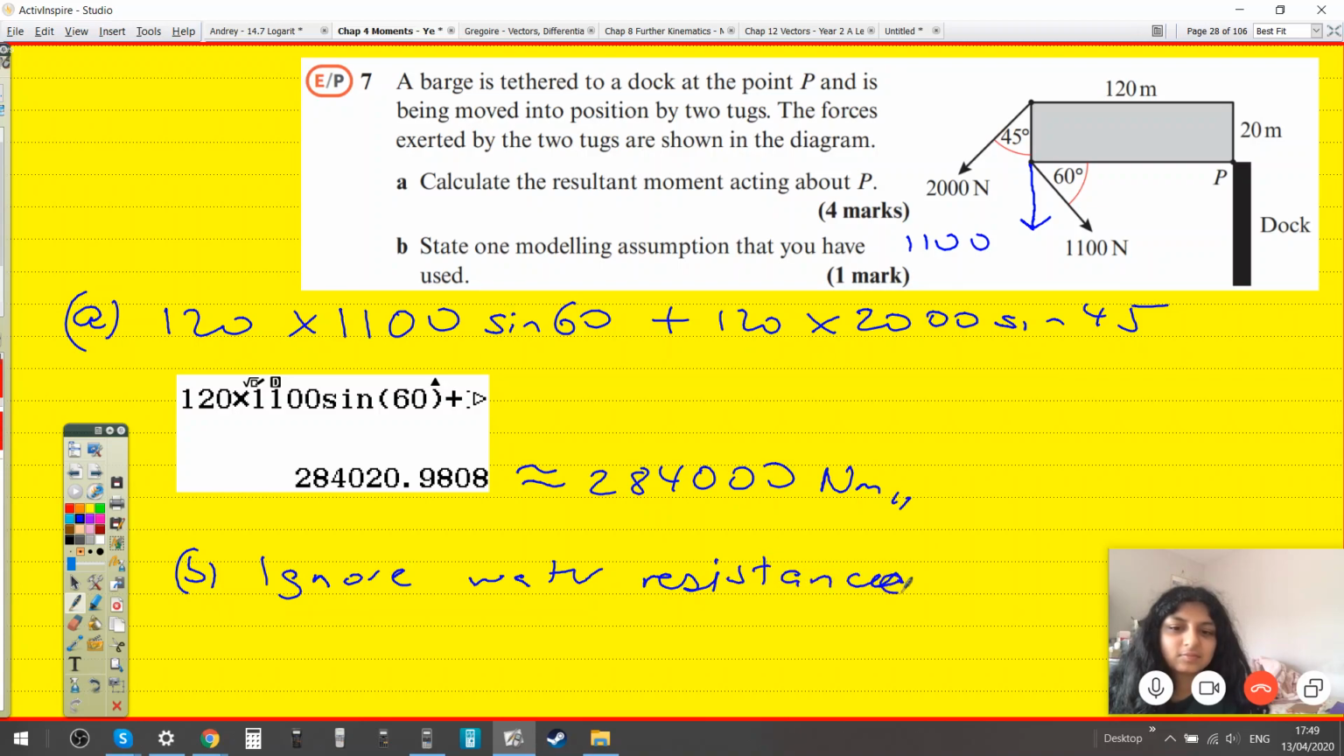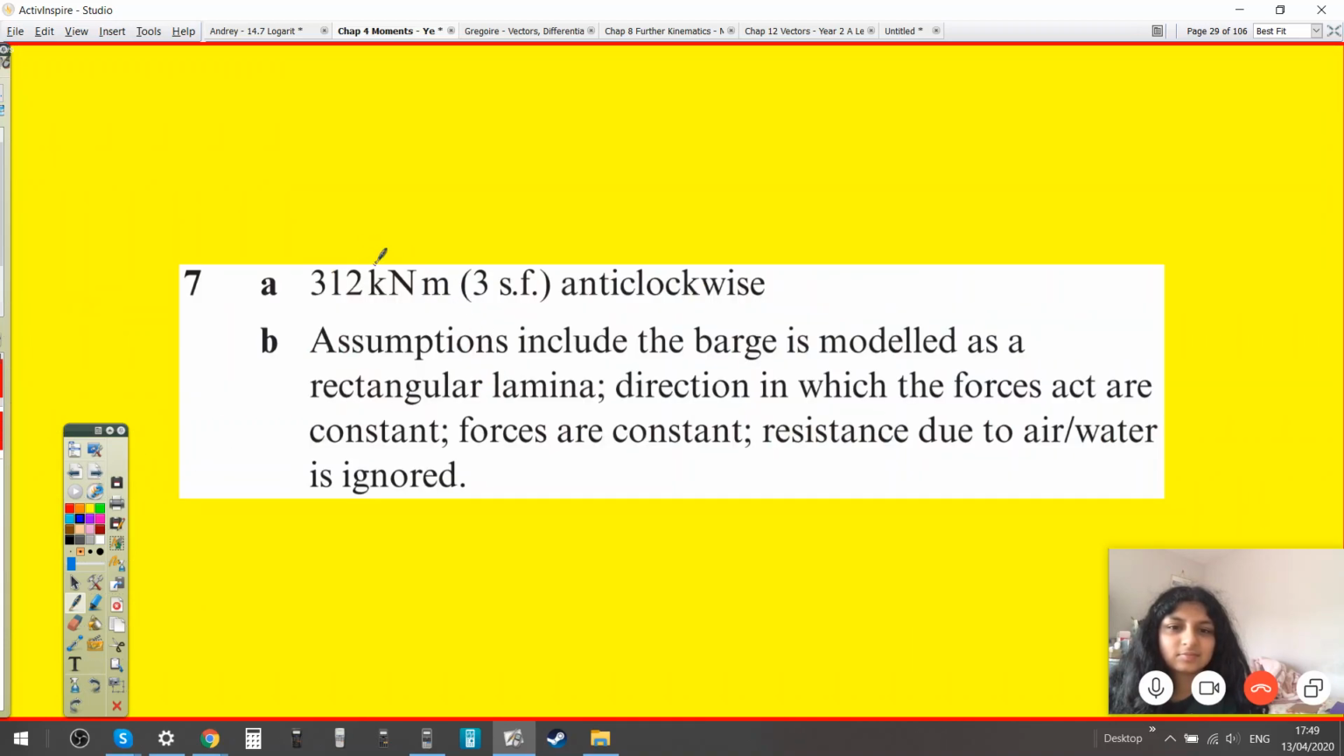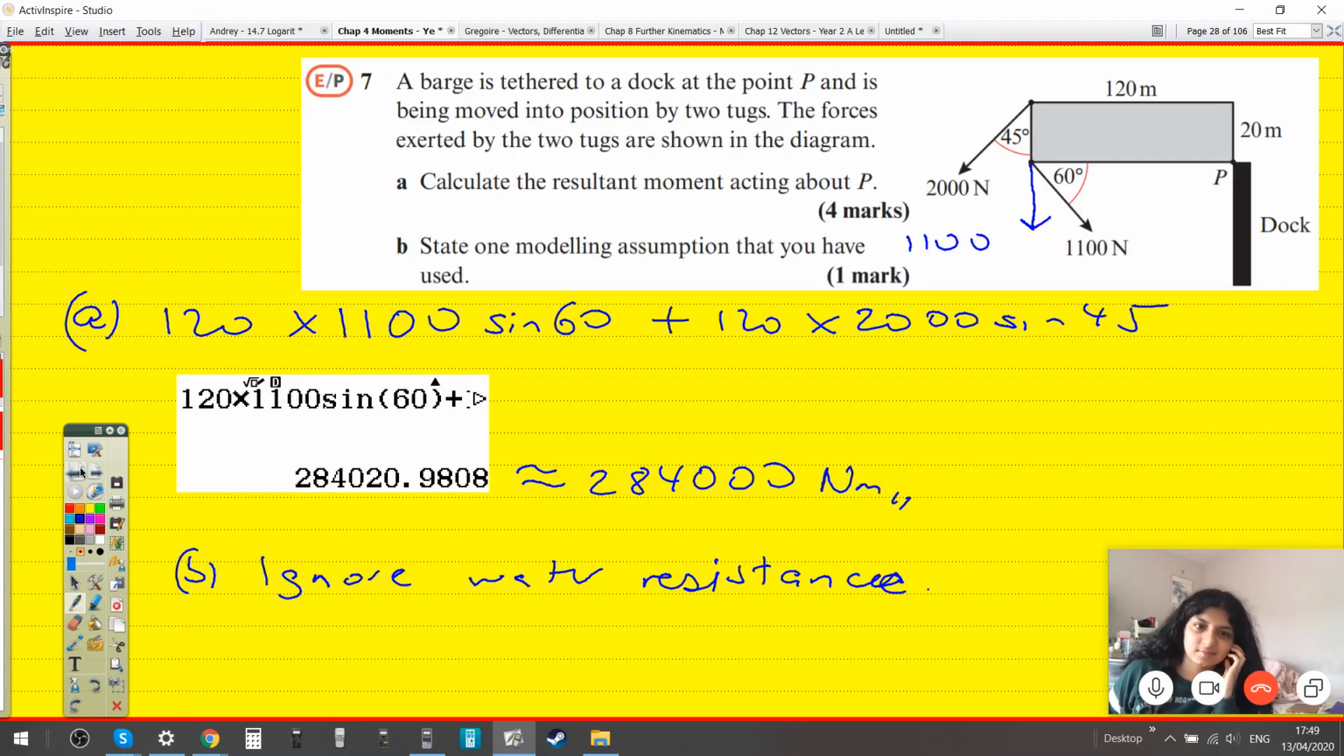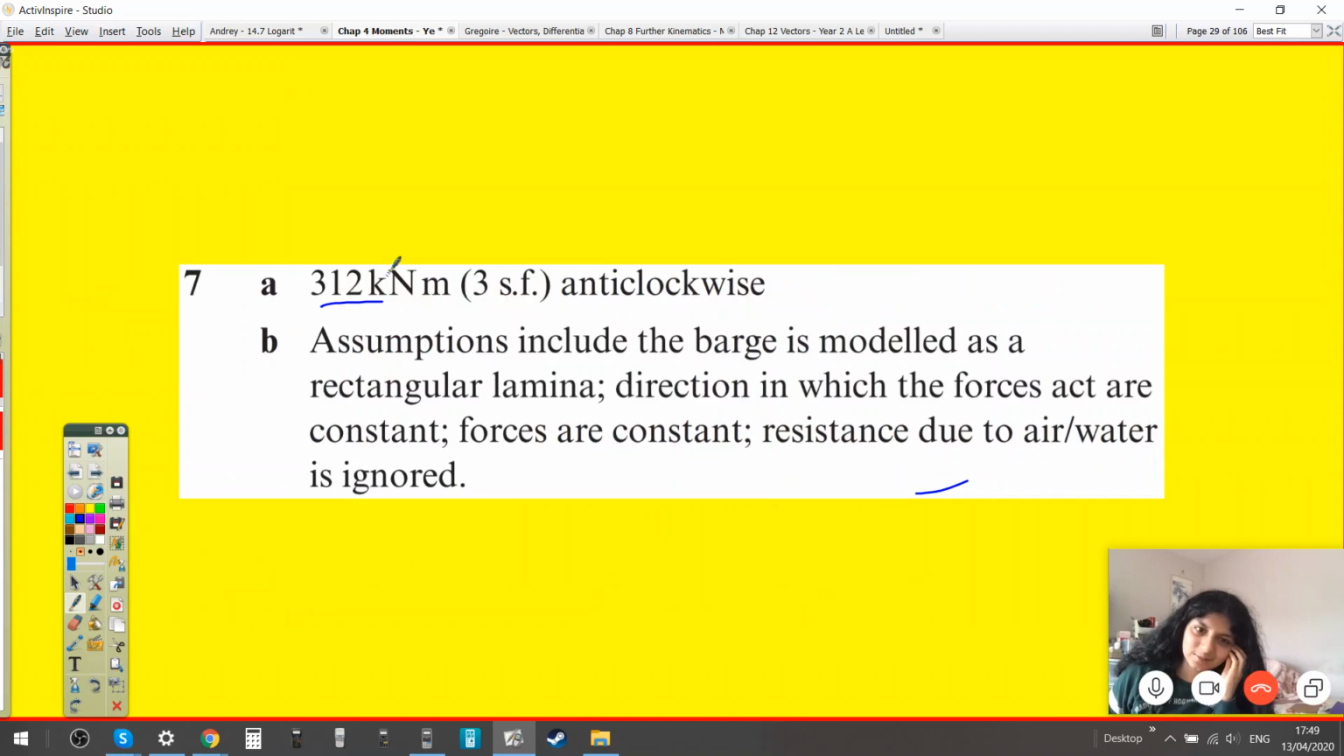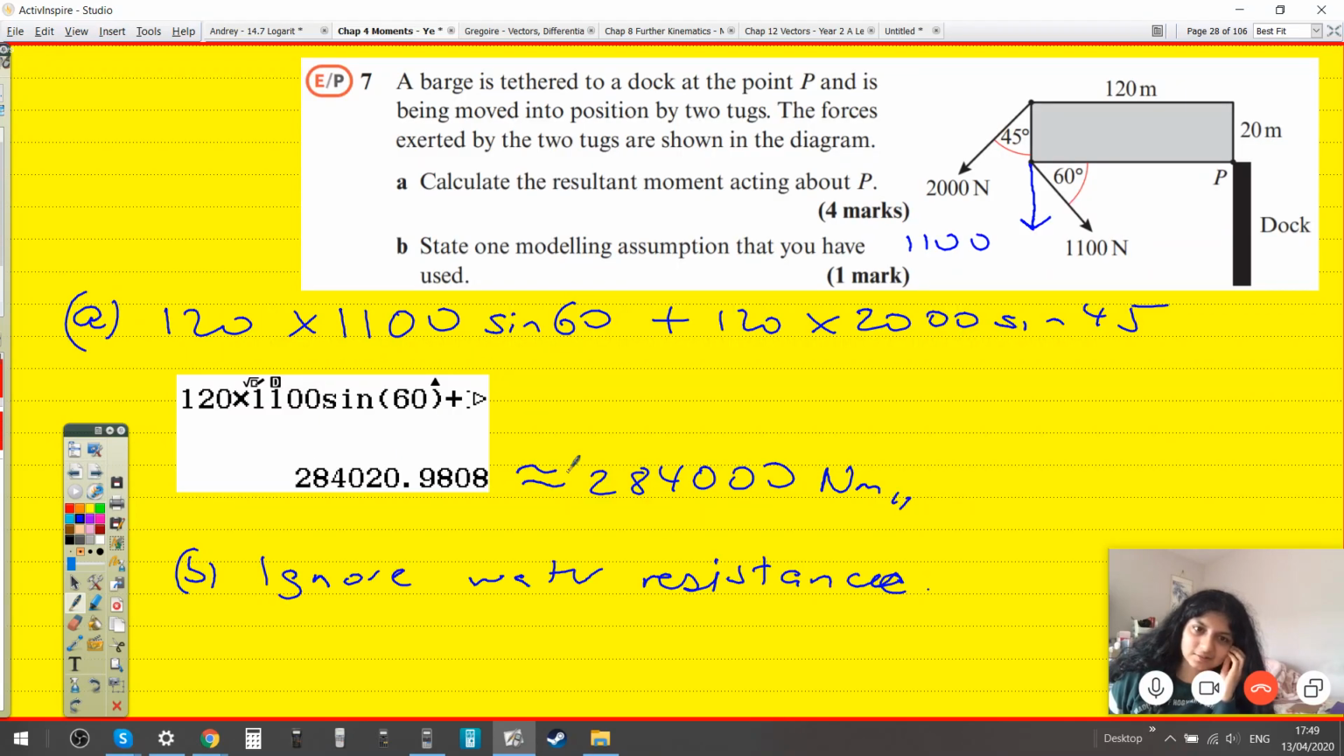Just trying to think what assumptions did we. 312. Did they do something? Resistance due to air or water is ignored. Does it say that? Yeah. Resistance due to air or water. 312. Huh? How? So they did kilonewton meters, so they think that's divided by 1,000.